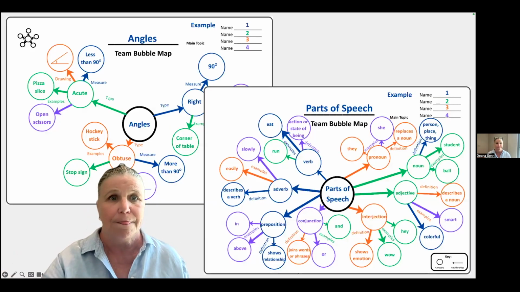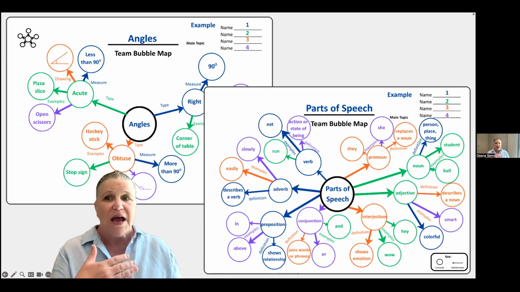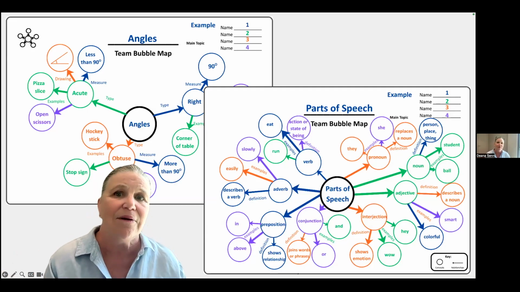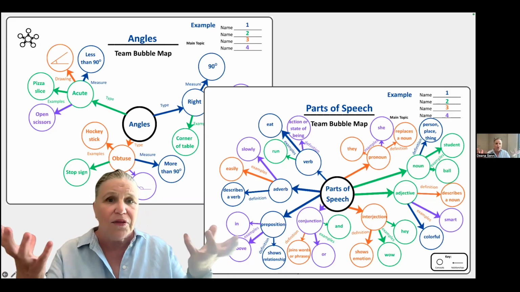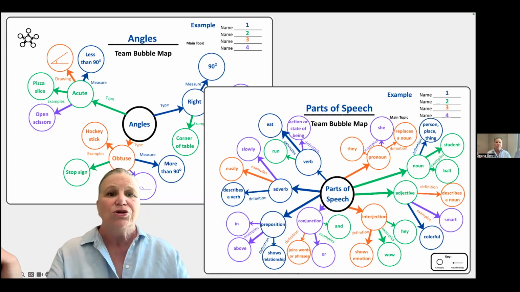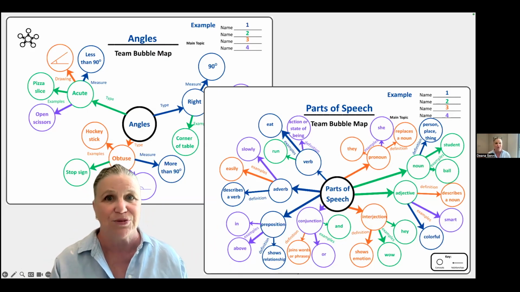So they can have a team bubble map and still use that team bubble map to work individually on the next thing. So as we're looking at team bubble maps, really thinking about the purpose of a bubble map is to have students organize and categorize concepts within a topic. How do you provide all the other structures and supports so that students are focusing on organizing and categorizing concepts within a topic?